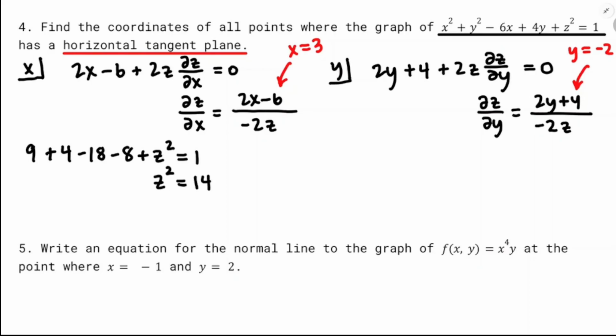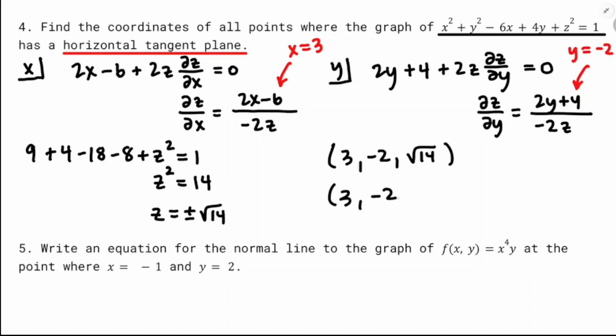I think at this point I don't even remember what I got the other times I worked this quiz. And so that means z equals plus or minus the square root of 14. So my points of horizontal tangents here, x equals 3, y equals negative 2, z equals square root of 14. And also x equals 3, y equals negative 2, z equals the negative square root of 14.